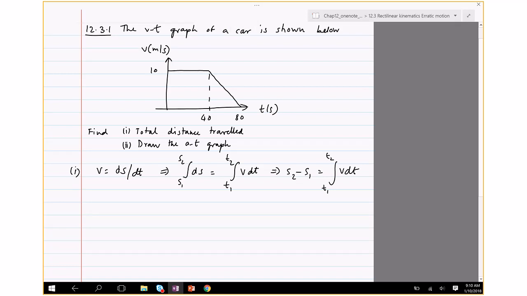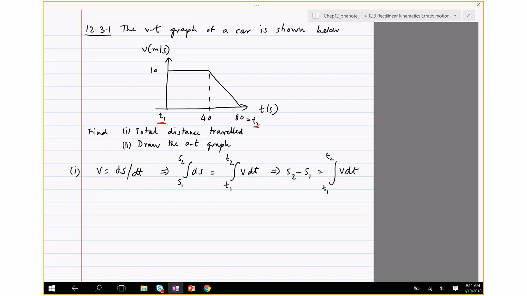So the total distance covered is actually S2 minus S1. It depends on what 1 and 2 are. In this case, I'm going to take 1 to be here, this is T1, and this is T2. The distance covered from T1 to T2: if you think of the car or whatever object starting at T1, then the distance covered is going to be the displacement, which is S2 minus S1.